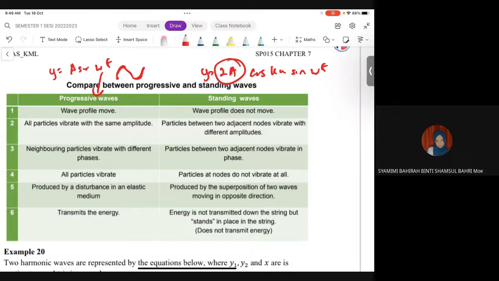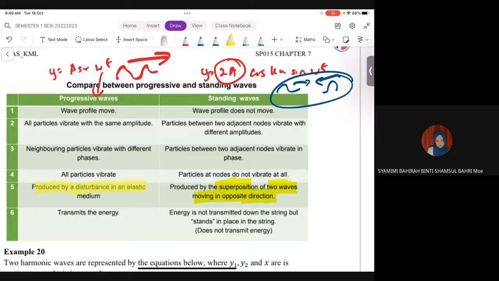Dia bergerak straight. Dia bergerak tak ada langgar siapa-siapa. Tapi kalau standing wave, dia mesti ada dua yang meet each other. So that's why dia kata dekat sini dia berlaku bila ada superposition of two waves that are moving in opposite direction. Kalau progressive wave tak ada, dia hanyalah disturbance of elastic medium. Dia berjalan je terus straight. Dia tak patah balik.